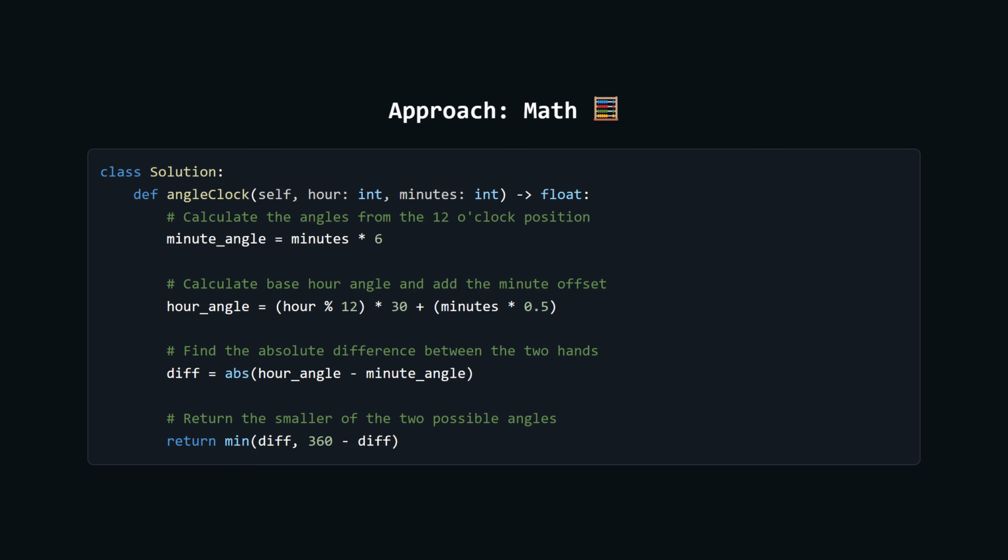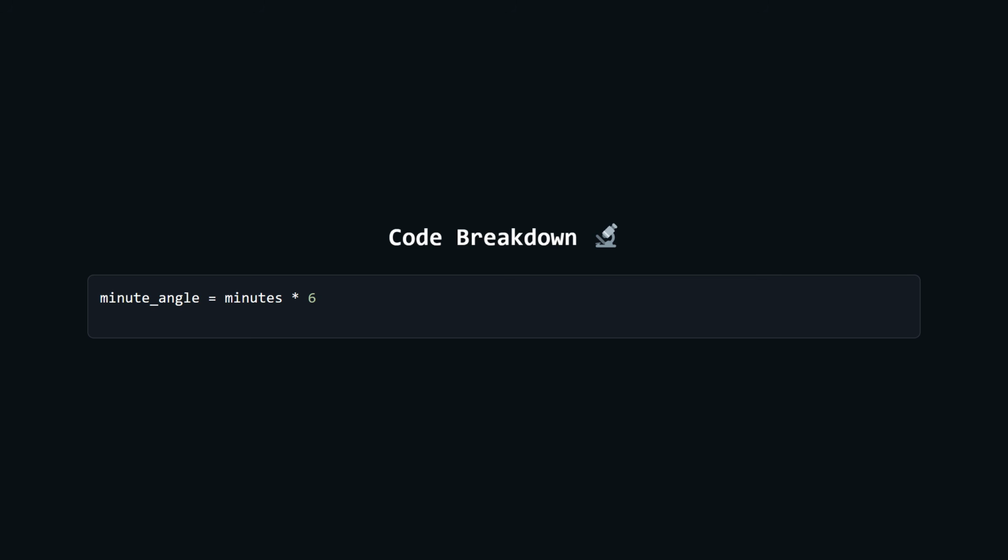Here is the complete Python code using the exact logic we just discussed. It's short, but let's break down exactly what each line is doing. This line calculates where the minute hand is. We multiply the minutes by 6 degrees. Next, we calculate the base hour angle.